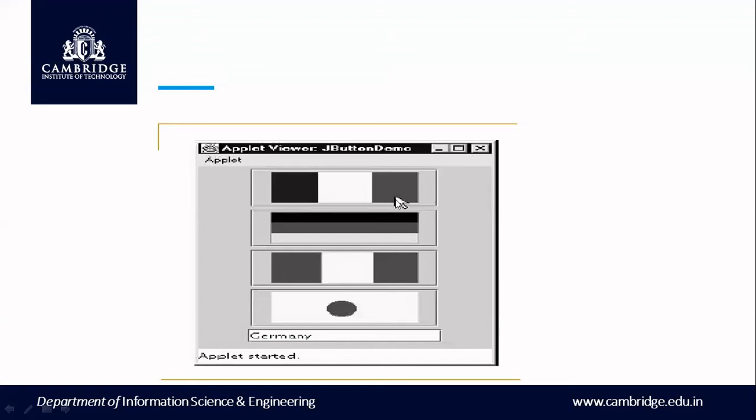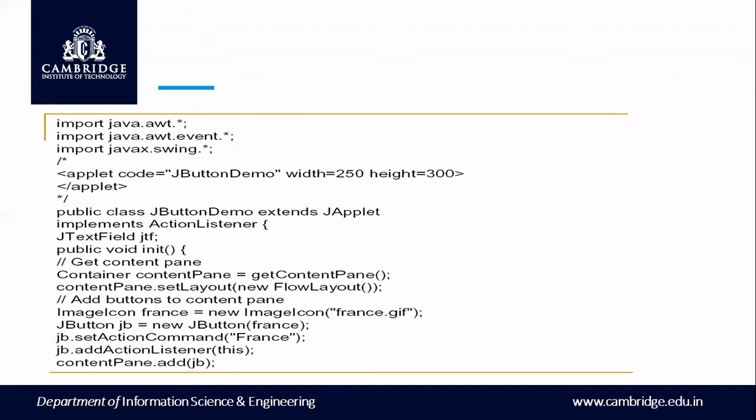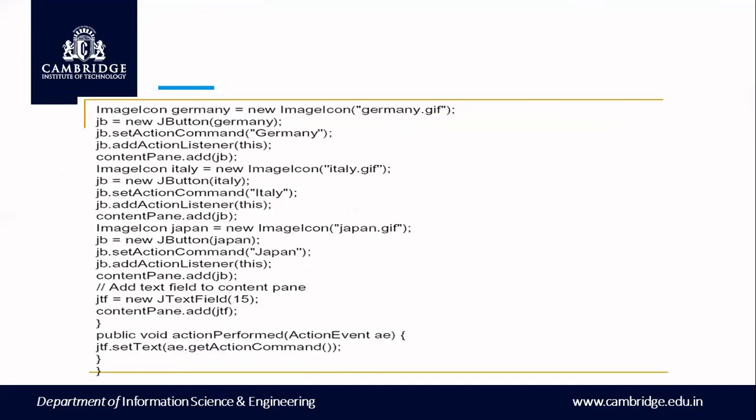Whenever you click on this particular button, the name of this button will be displayed in your text field. Next, if you click on this button, whatever is the name of this button will be displayed here. Similarly, the other buttons. This is the text field and these are your buttons. This is a simple program to demonstrate how buttons are created, how images are created, and how text fields are created. Like I told you, the program is very simple.